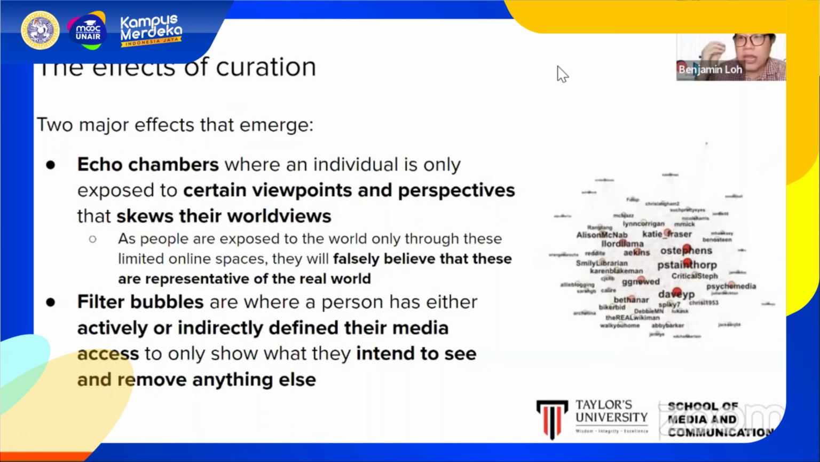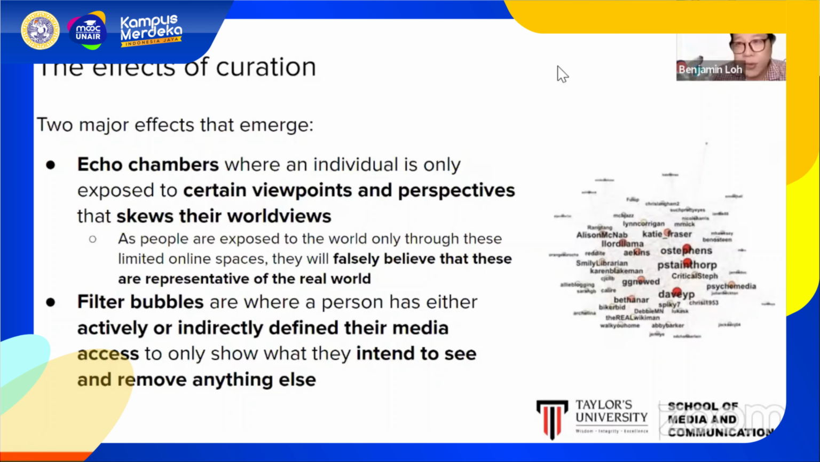They will start to falsely believe that whatever they see on social media is actually representative of the real world, but in actuality, they represent a very, very small section, and there's a whole other world out there that they're completely unaware of. So that is basically what we call an algorithm or AI-supported echo chamber.